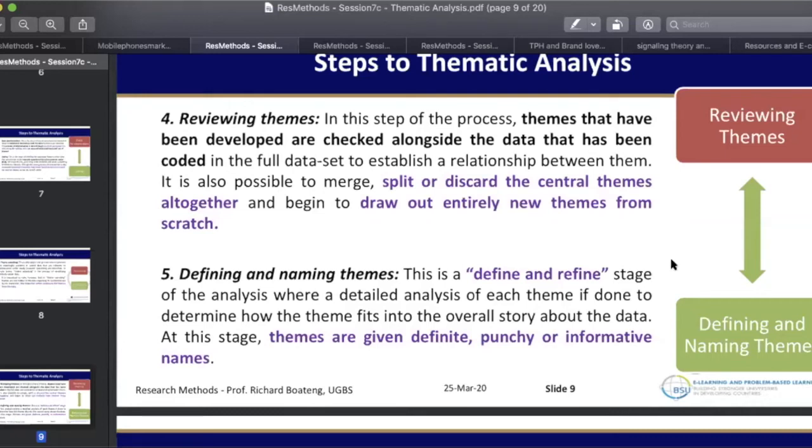Then defining and naming things. This is a defined and refined stage of the analysis, where detailed analysis of each theme is done to determine how the theme fits into the overall story of the data. At this stage, themes are given definite, punchy, informative names. Some of them are redefined and relabeled or renamed, and they are given names that are sometimes more definite, like linked to the theory or linked to the work that you are doing.